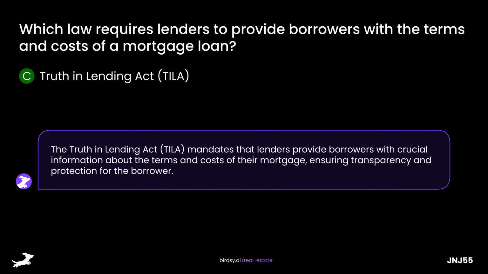The Truth in Lending Act mandates that lenders provide borrowers with crucial information about the terms and costs of their mortgage, ensuring transparency and protection for the borrower.